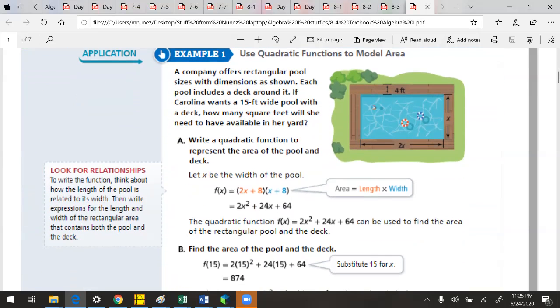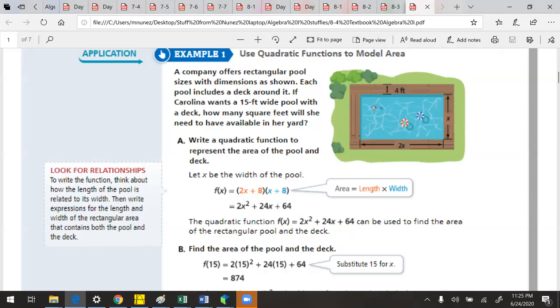Okay. First example is very simple. Using quadratic functions to model area. A company offers a rectangular pool size with dimensions as shown. Each pool includes a deck around it. If Carolina wants a 15-foot wide pool with a deck, we need to figure out the width of the pool so that it can fit inside. So let's write a quadratic function.